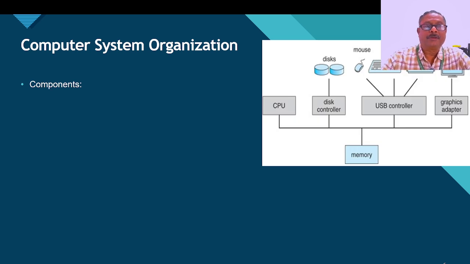A computer system contains many components, as you can see in the figure. It mainly consists of a processing unit, the central processing unit (CPU), which is connected to various components like memory, and the memory can be read-only memory (ROM) or random access memory (RAM). Both of them are put on the motherboard, and at the back end we have secondary memory.